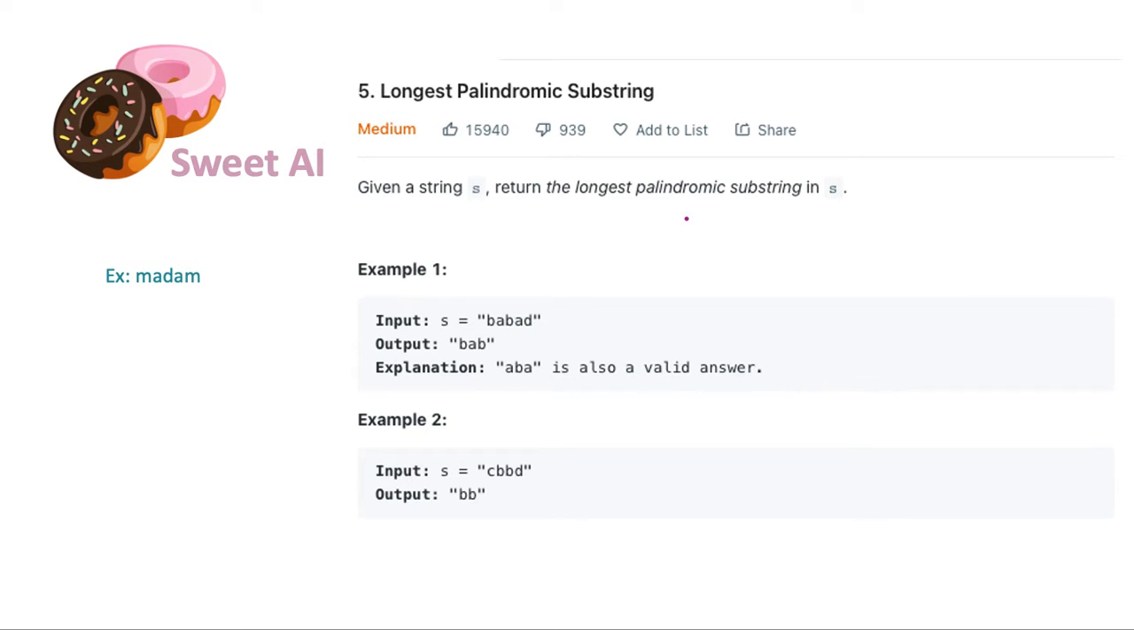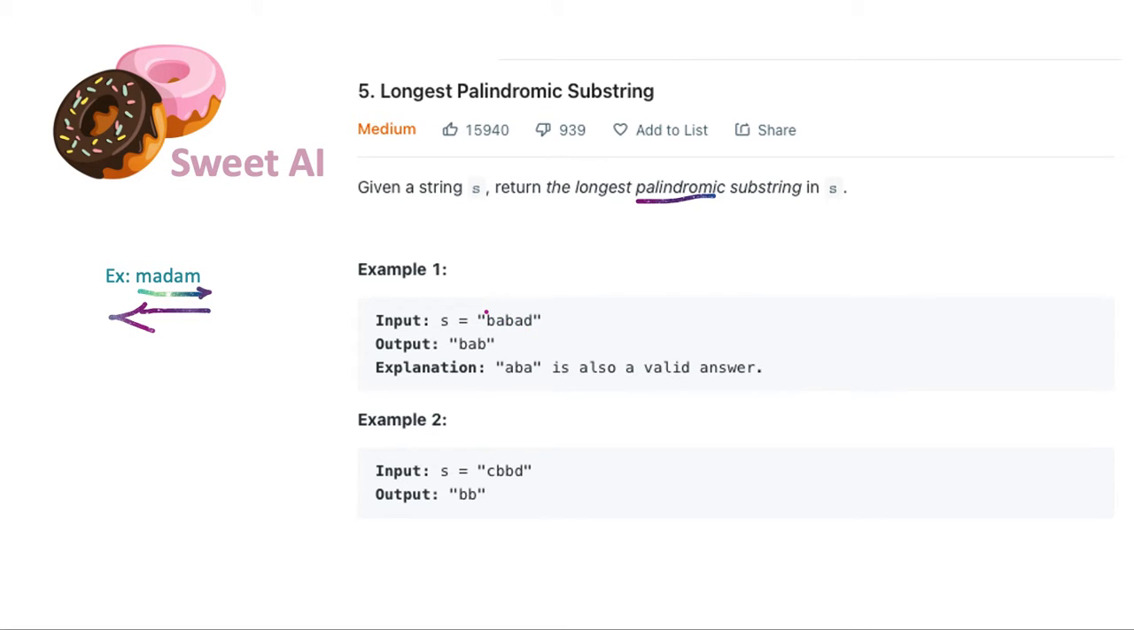So let's see what palindromic is. A word, a phrase, or sequence that reads the same backward and forward, something like madam. If you read it from left to right or from right to left, it's going to be the same. So this is palindromic, and what we are going to look for here, we have a string.